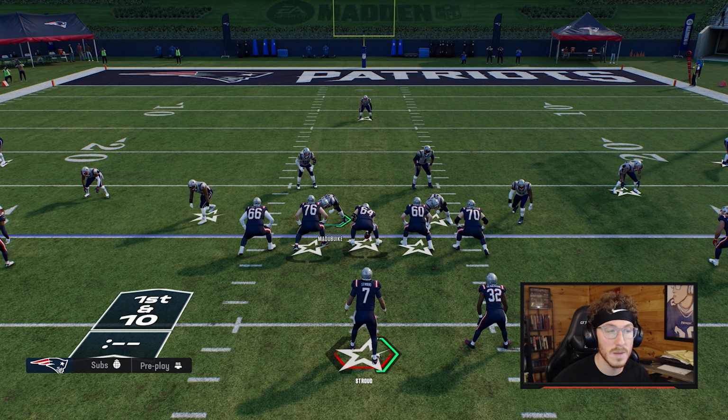But with that being said, let's dive right into this week's episode. This week, we're going to be talking about cover one. We're going to talk about what the coverage is, the different types of cover one, and how we can attack cover one from the offensive side of things.